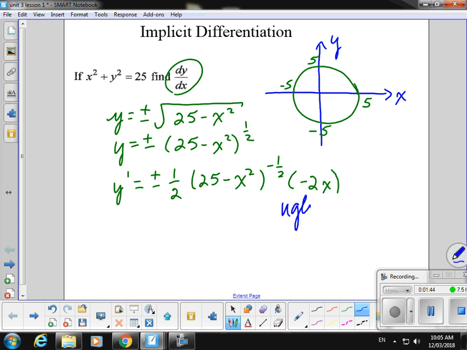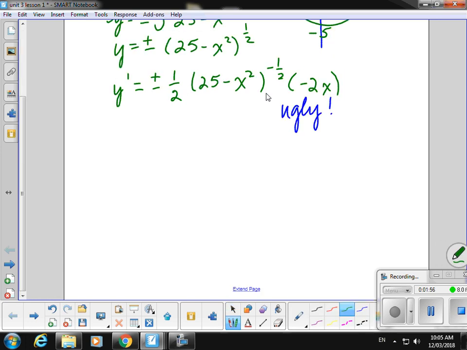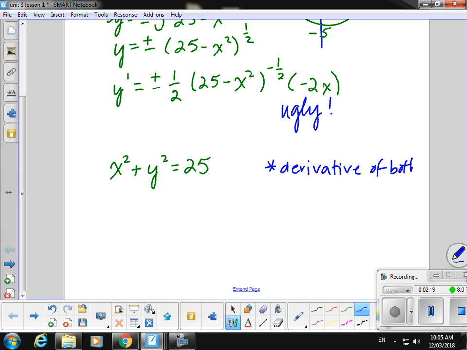And that was a fairly simple circle. So if we have other equations that are uglier than that, our derivatives could get ugly fast. So there is a better way. If I want to find dy/dx of x squared plus y squared equals 25, instead of writing it as a function with two pieces, I can take the derivative the way it is. So my big idea is that I'm going to take the derivative of both sides, which means I'm going to take the derivative of every term.